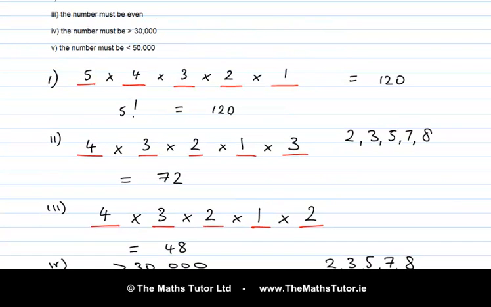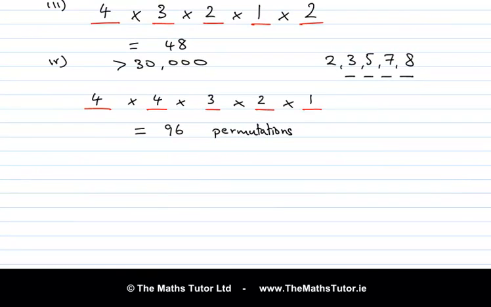Let's look again at part 5. So the number must be less than 50,000. And we're choosing from 2, 3, 5, 7 and 8. Again we have 5 choices to make. For a number to be less than 50,000, it depends on the first digit.